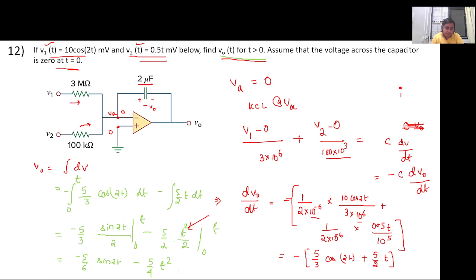If I write it in terms of this, the fraction can be reduced, and this will be the value of V naught of t for t greater than 0. Now if the question asks for a certain t, you can just plug in the value of whichever particular time it is asking and calculate this. Is this fine?